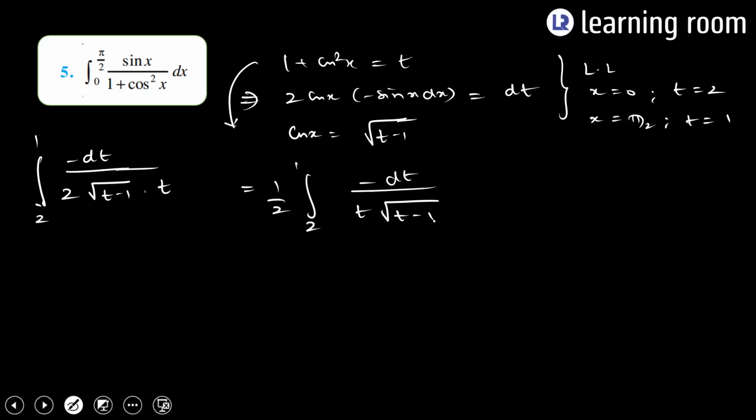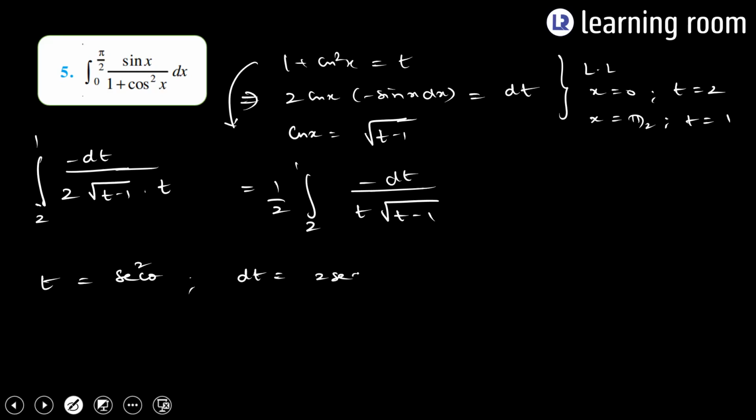Where do I have secant square? But there is no secant square in this problem. Where did you get that idea? You have to manipulate the question in terms of secant square and then proceed. Are you getting it? Yes, sir. Okay. So you want to put t is equal to secant square theta. Then what will you get?